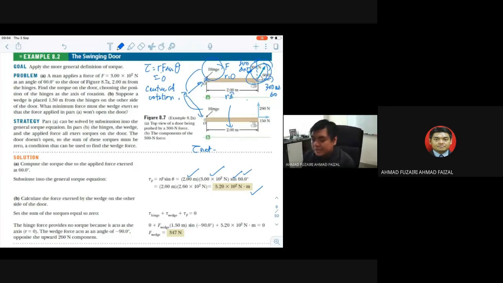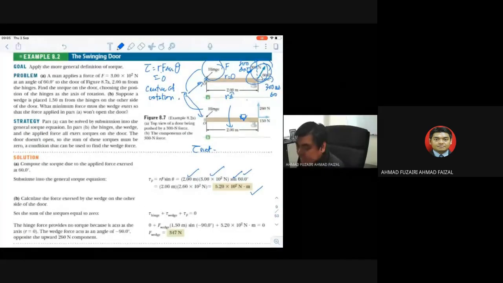Okay, on part B, suppose a wedge is placed 1.5 meters from the hinge. Okay, 1.5 meters from the hinge. Wedge ni senang cerita macam penyendal lah, penyendal yang kita selalu letak dekat pintu kan. Okay, dia letakkan 1.5 meters from the hinge, maksudnya dia letakkan di sini lah. Wedge tu dia letakkan di sini, dia punya direction ke arah pintu. Okay, ke arah pintu.